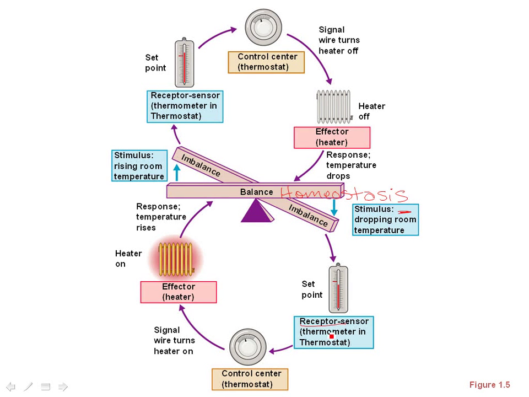It's detected by the receptor, which is the thermometer. The stimulus, the signal, is sent to the control center, which is the thermostat. The thermostat, remember, maintains that set point. Okay, so that's your control center. It causes an action to occur. Those wire signals turn the heater on. The heater is the effector. It causes the change, and the room temperature rises back to homeostasis. Just the opposite occurs if the room temperature gets too hot.